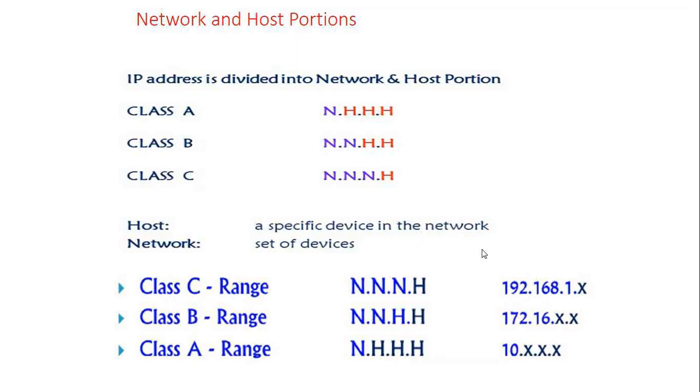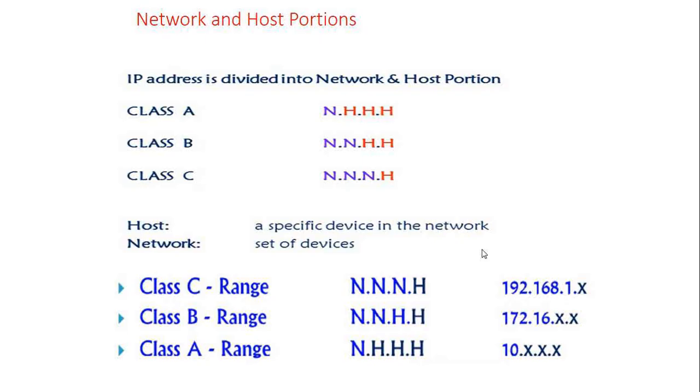Okay, so now we are entering into a little bit complex thing. What is a network? What is a host? How do we identify a network? How do you identify a particular host? So far we have seen two types. One is classification of IP addresses based upon the first octet, called class A, class B, class C. Second, we have seen the type of communication: unicast, multicast, and broadcast.